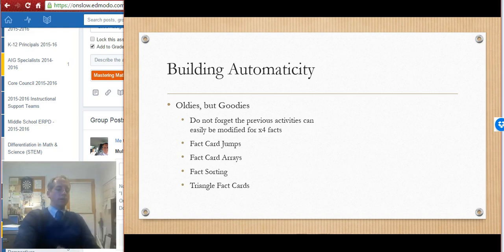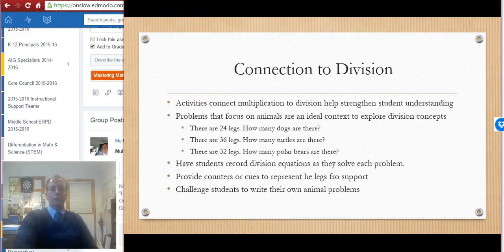Not wanting to forget some of the activities that we've done with other facts: fact card jumps, fact card arrays, fact sorting, triangle fact cards. These are also activities that kids can do for practicing their facts. As we get towards the end here, we always like to come back and say, let's connect this to division. As kids become more comfortable with the multiplication fact, we want to make sure they remember that I can solve my division facts this way too.